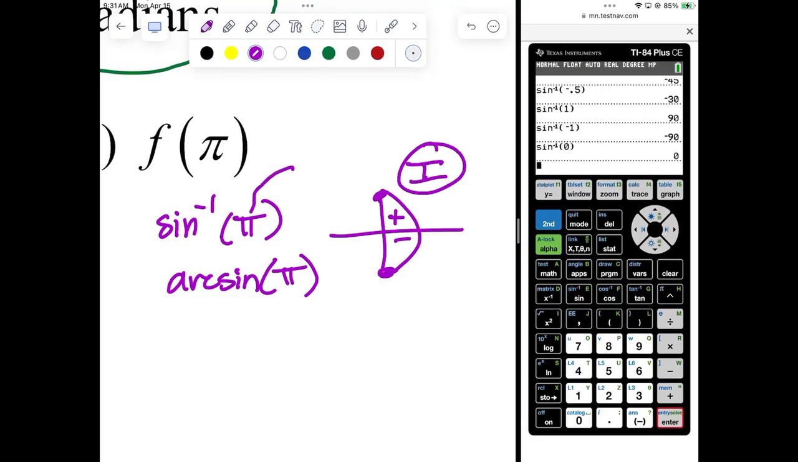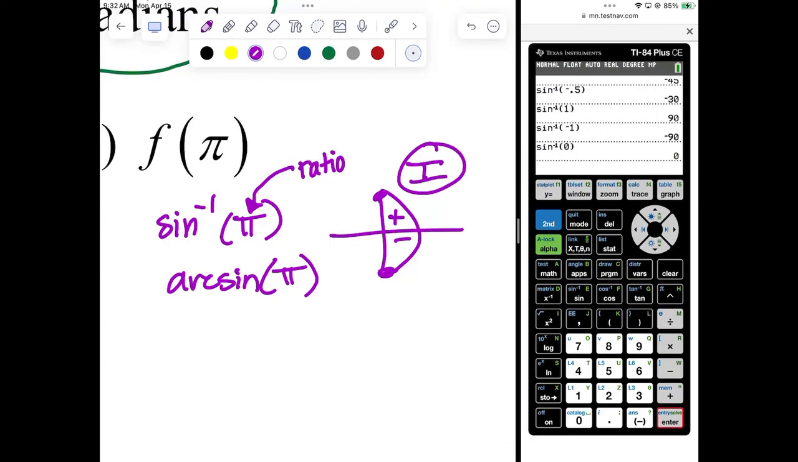So what is the angle in quadrant 1 where the sine ratio is pi? Is pi an angle or a ratio in this context? It's a ratio, right? Pi is just a number. How do I know it's a ratio and not an angle? We're trying to find the inverse, right? If it follows inverse or arc, it's a ratio.